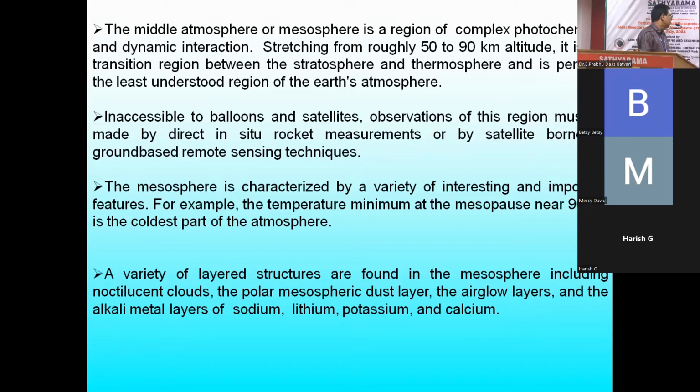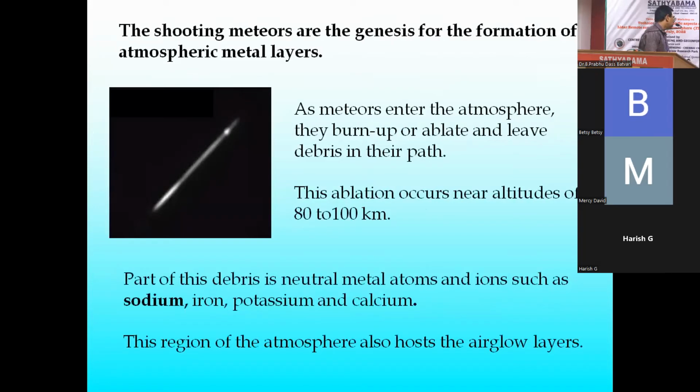The mesosphere is characterized by a variety of interesting phenomena like sodium metal layers, alkali metal layers, airglow layers, and different metal atoms being observed. Coming to these metal layers, the main source is meteors, the genesis for the formation of the alkali metal layers in the region of 80 to 110 kilometers. Whenever meteors enter the atmosphere, they ablate and leave their debris in their path. As part of their debris, they leave alkali metals, that is, neutral metal atoms.